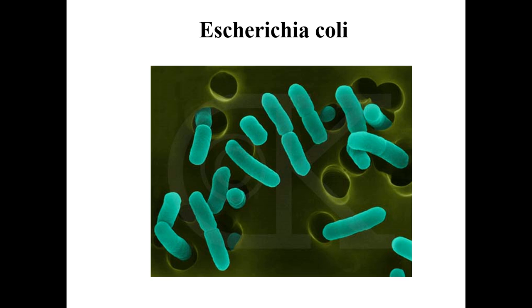Hence, detection of Escherichia coli, especially a variant called thermotolerant Escherichia coli, which survives at 44 degrees Celsius, is taken as an indicator of recent contamination of drinking water with human or animal feces. Other species are less important as human pathogens.